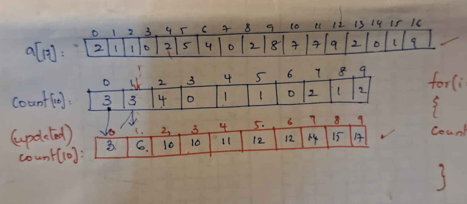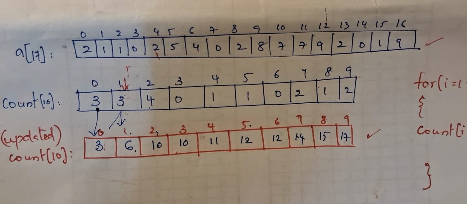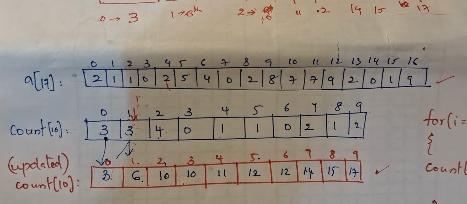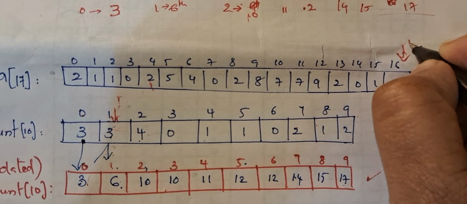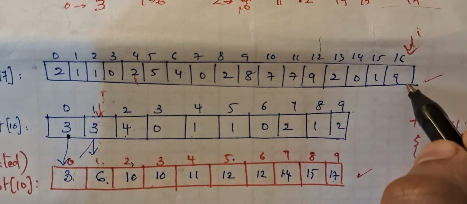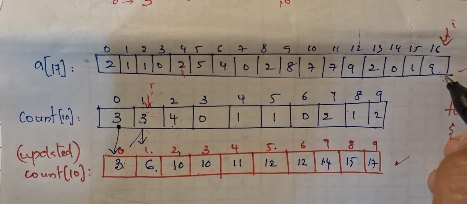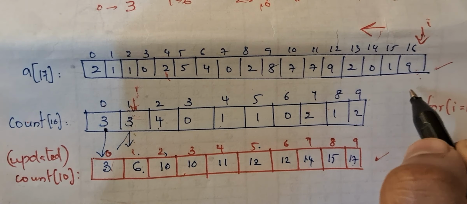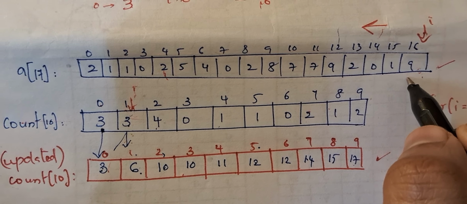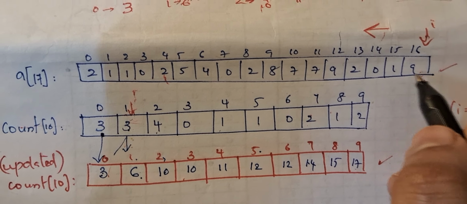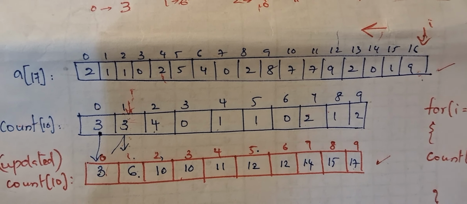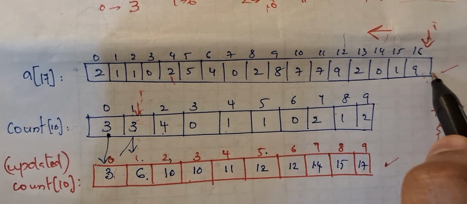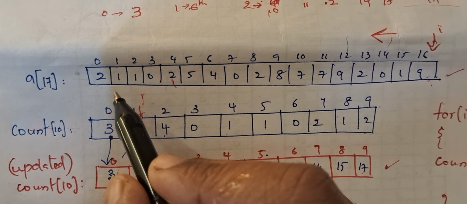Okay, in order to perform count sorting, we are traversing the array A from the last element to the first element in order to maintain the stability of the sorting algorithm. So we are traversing the array from the last element onwards, that is in this direction. This is for maintaining the stability of the sorting algorithm. I will tell you why we are maintaining the stability, or why we are traversing the array from the last element to the first element.